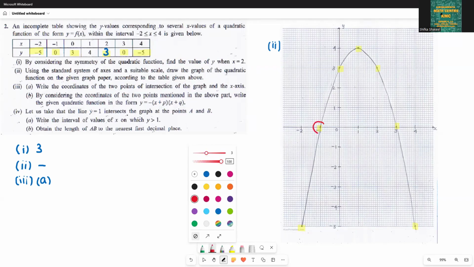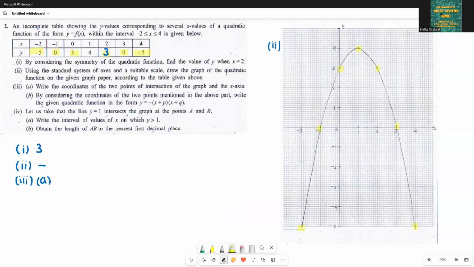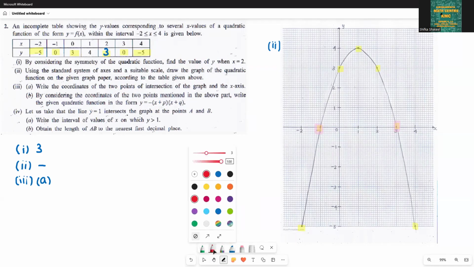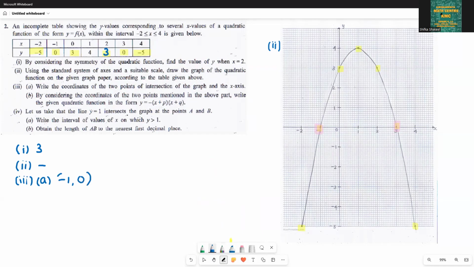Here the graph and the x-axis intersect. That is at minus 1, and the other intersection is at plus 3. They are asking you to write the coordinates of these intersection points. So the coordinates are minus 1 comma 0, that is one coordinate, and the other coordinate is plus 3 comma 0. These are the two coordinates.